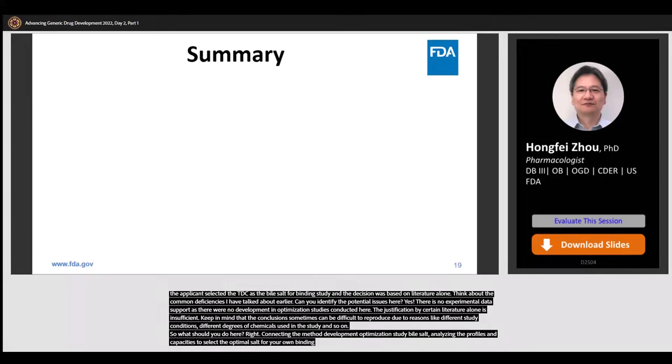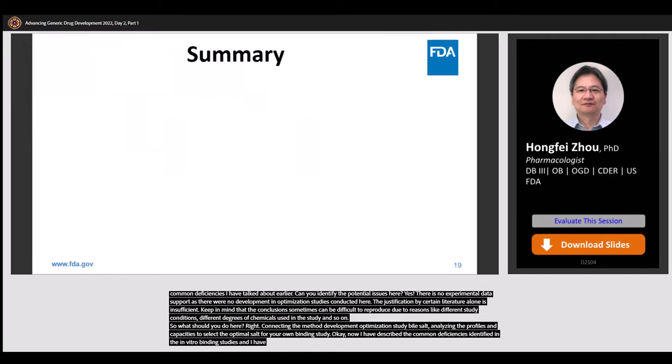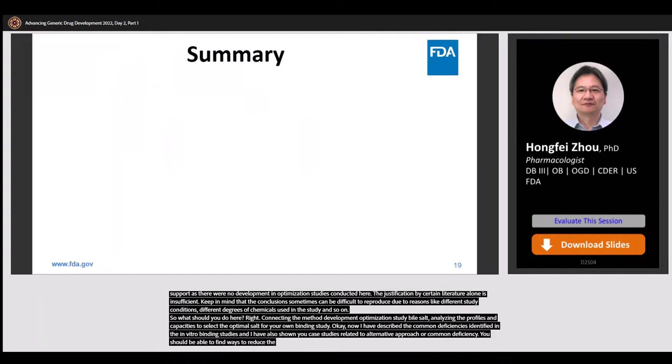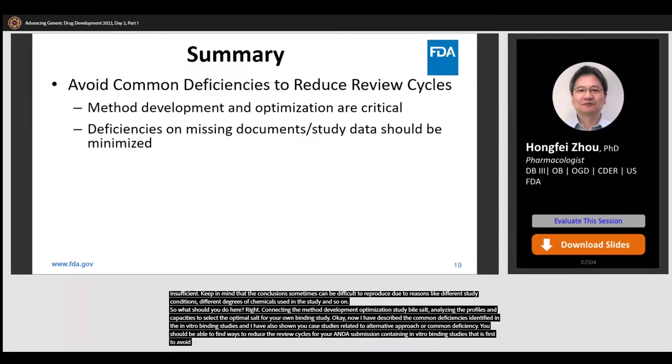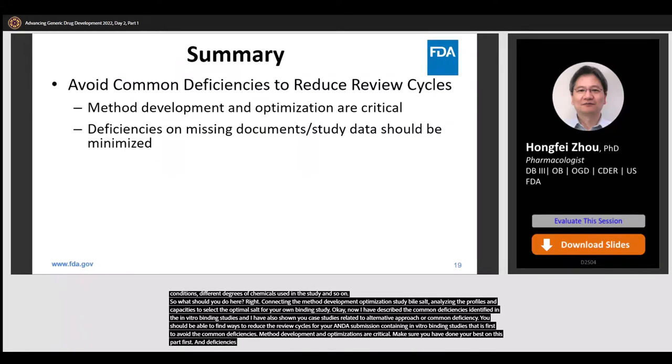Okay, now I have described the common deficiencies identified in in vitro binding BE studies. And I've also showed you case studies related to alternative approaches or common deficiencies. You should be able to find ways to reduce the review cycles for your ANDA submission containing in vitro binding studies. That is, first, to avoid common deficiencies. Method development and optimization are critical. Make sure you have done your best on this part first. And deficiencies on missing documents or study data should be minimized. Those are easy points to score.